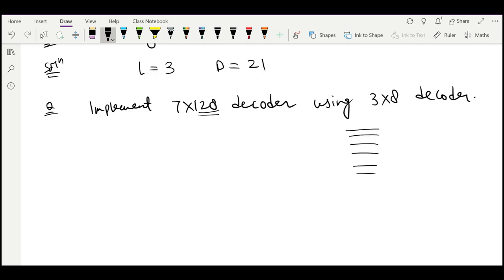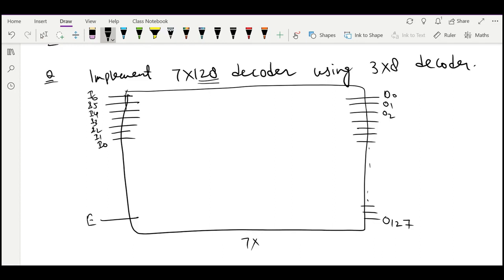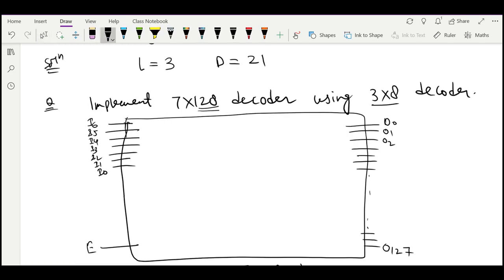We need 128 lines, although we will not draw 128 lines, but what are the names of the lines? This is O0, O1, O2 up to O127. These are the output lines in the final output. So let's say this is our decoder and we have 7 lines as the input. Okay, so this is I6, I5, I4, I3, I2, I1 and I0, and this is E of the 7 into 128 decoder. So we have to design this internally by using 3 into 8 decoders.